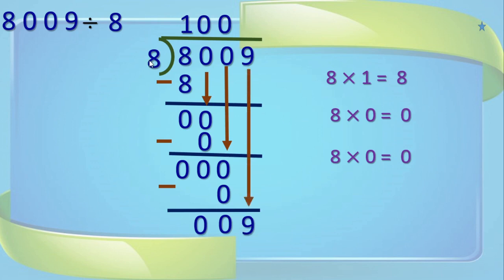9. 8 ones are 8. Correct? Because 9 is larger than 8. 9 minus 8 is equal to 1. Our sum is over. Got this, children? Same procedure we have followed. Please don't leave this 0. This is very, very important. Giving 0 is very important in the quotient.